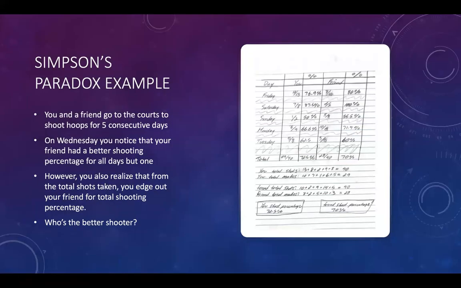This is a good example of it. You and your friend go to shoot some hoops for 5 consecutive days. On Wednesday, after the 5 days are up, you notice that your friend has a better shooting percentage on all but one day. On Tuesday, you stepped up your game and had a better shooting percentage than he did. But you realize that out of the total shots taken, you edge out your friend in total shooting percentage. So who's the better shooter? You can either say your friend's the better shooter because on a day-to-day basis he had a better percentage, or you can say you're the better shooter. With some simple math, you realize that you made 29 out of your 40 shots compared to your friend who only made 28 out of his 40 shots, meaning you're the better overall shooter.